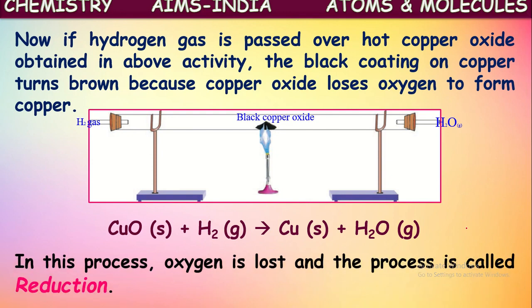So what happened here? In this process, oxygen is lost by the copper oxide, forming copper. So the loss of oxygen is called reduction. In the earlier process, what happened? Copper gained oxygen. That process is called oxidation. In this process, copper oxide lost oxygen, so it is called a reduction reaction.